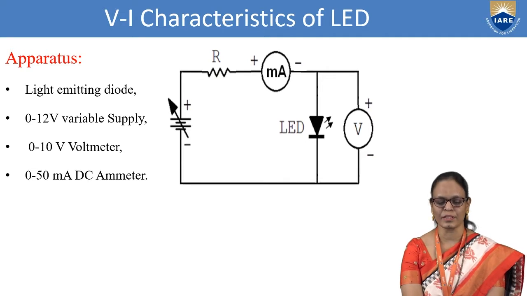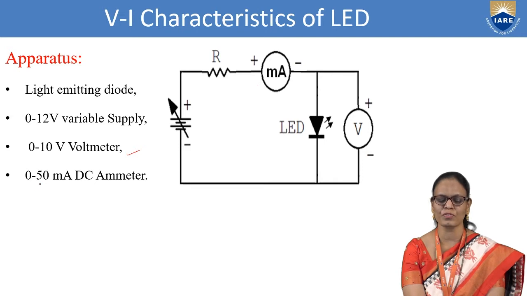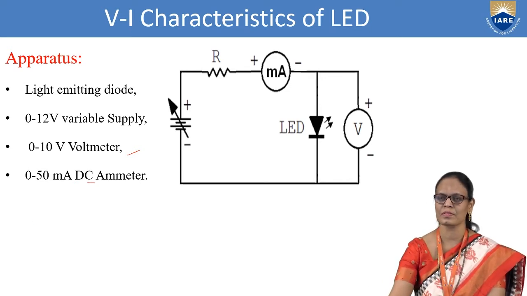Now the apparatus required is a light emitting diode and a 0 to 12 volt variable supply. So this is the variable supply. Whenever we see this arrow mark on the symbol for the power supply, it means it's a variable power supply, 0 to 12 volt. Then we have a voltmeter of range 0 to 10 volt, and an ammeter. Here we are using a milliammeter. Why milliammeter? Because the current is very small here. So we use a 0 to 50 milliampere DC ammeter. So this is the circuit we are going to use.